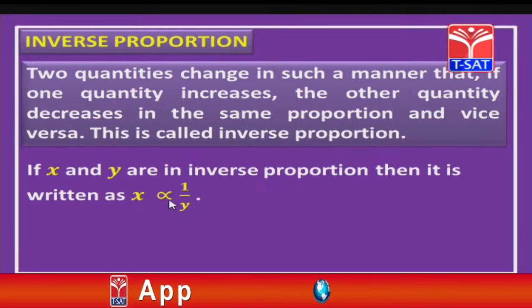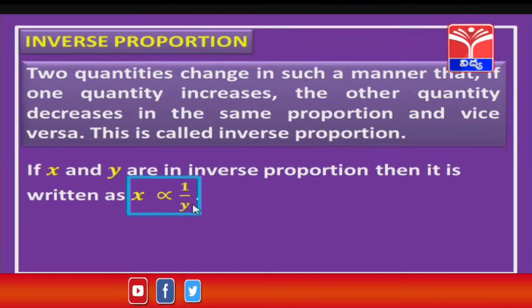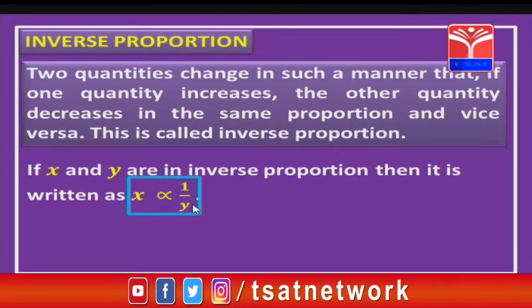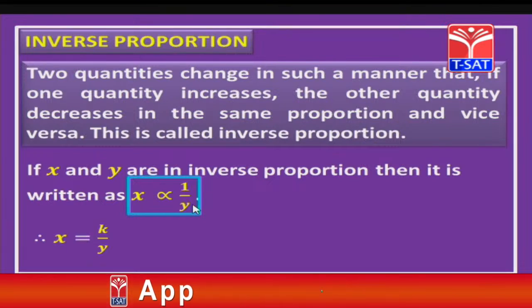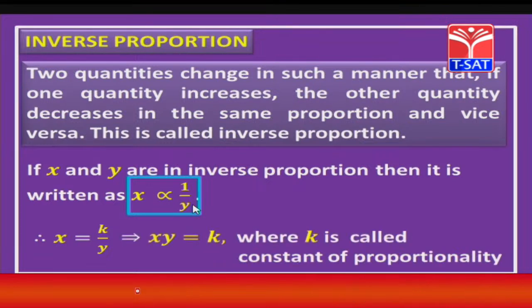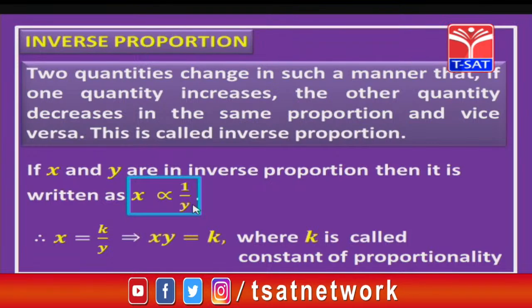So, x is inversely proportional to y, this is how we read, but here you can also read it as x is proportional to 1 by y, both are correct. Okay, children. So, x proportional to 1 by y or x is inversely proportional to y. Therefore, I can write x is equal to, if I remove the proportionality sign, some constant k divided by y. Now, let us cross multiply, children. What do you get? xy is a constant, and this constant k is called the constant of proportionality.